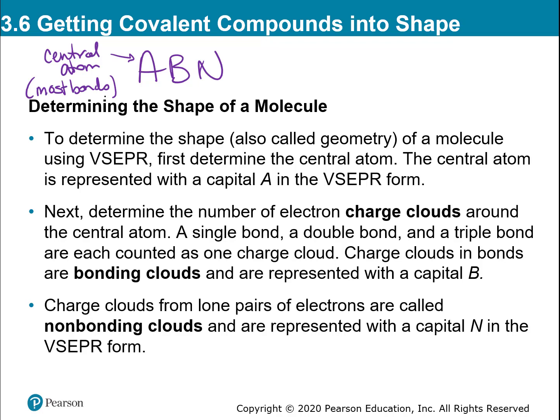So remember when we were drawing like CH4, H2O, NH3? The central atom is always the one in the middle. B is the number of bonded groups.